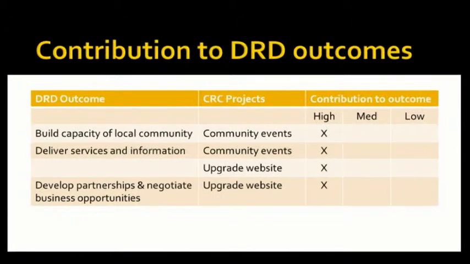The next thing to do is to look at each of the DRD outcomes and then pick out which are the projects which are high contributors to those outcomes. So in this case we've got build capacity of local community, community events, we pick that as a high. Deliver services and information, again community events, and upgrading the website as a high contributor.